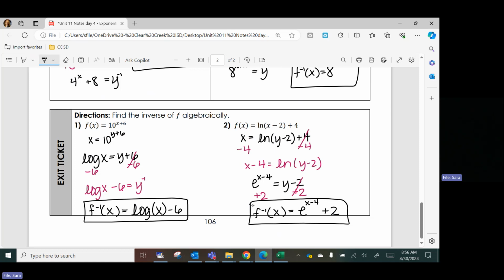Does anybody think they've got one of them or both of them? I hope somebody is able to do one of these. Our test is over this in 2 days over logs. You've got to be able to convert back and forth between log and exponential form for solving the logs and here for finding inverses.